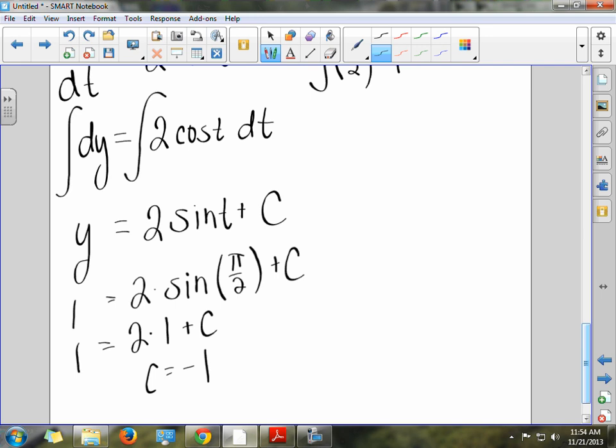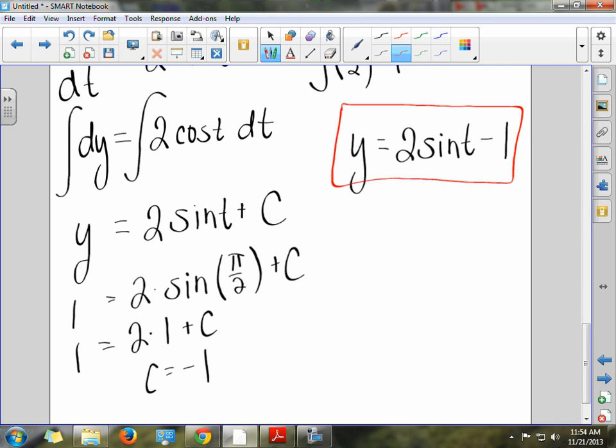So now I want to always plug back in and write your entire solution. We want to write our particular solution. That can definitely get you points counted off. So we get that y is equal to 2 sine t minus 1. And there's my particular solution. Easy enough. So now let's talk about slope fields.